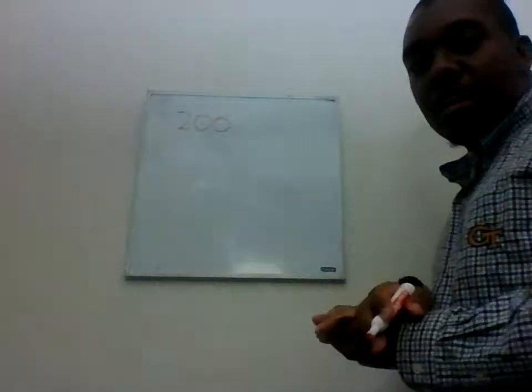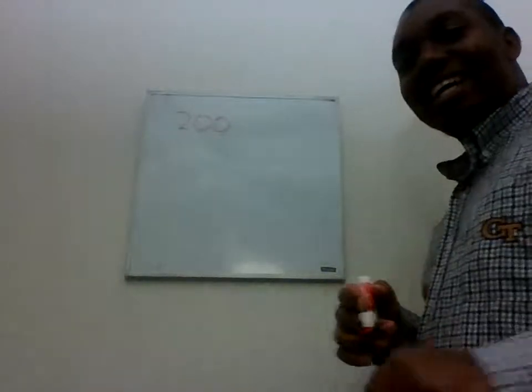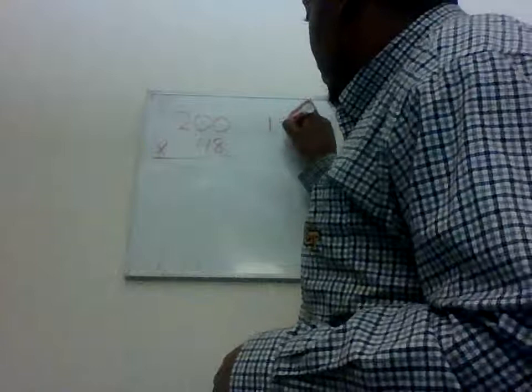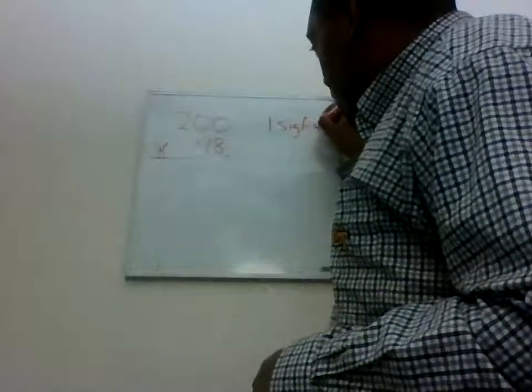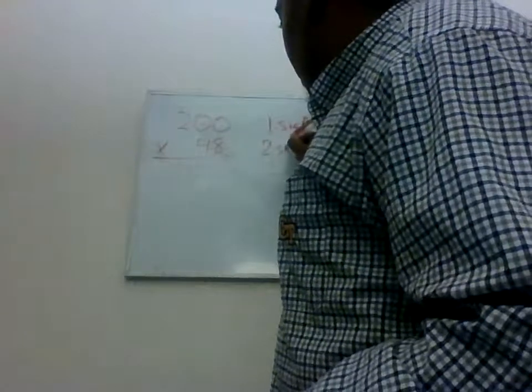So I wrote 200 down. How many significant figures does it have? Okay, good. Only has 1. No decimal. So let's do 200 times 48. That has 1 sig fig, or significant figure. 48 has 2 significant figures.